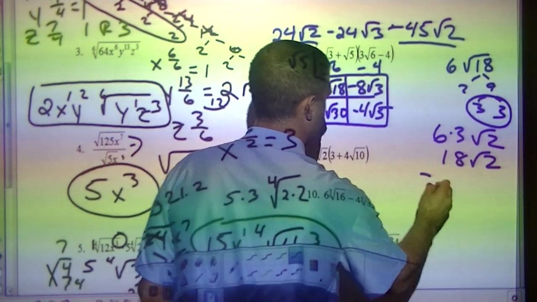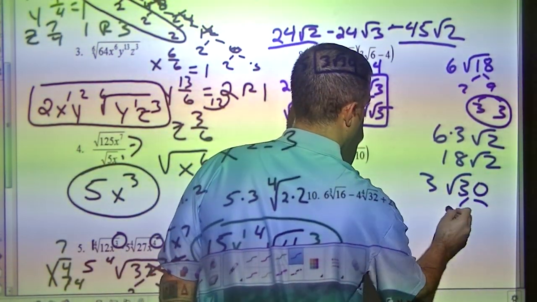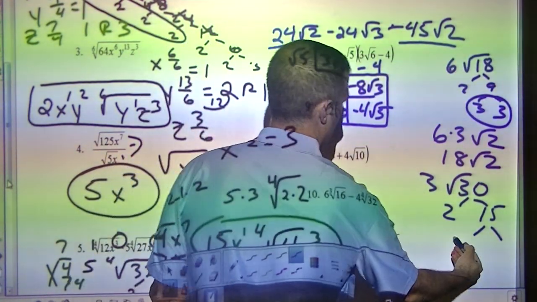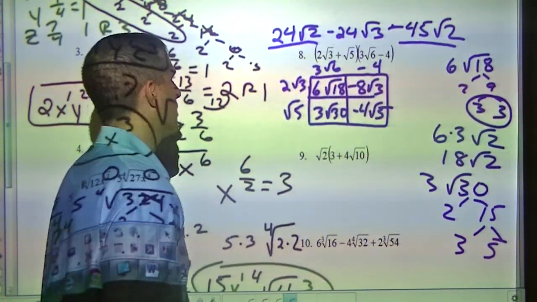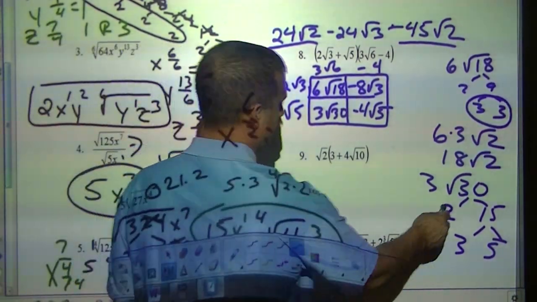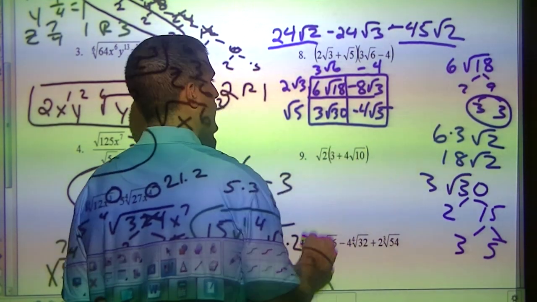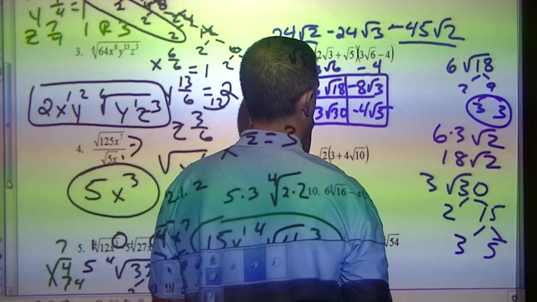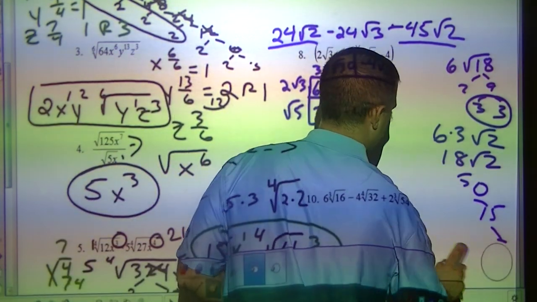To simplify that one, I got 3 square root of 30. That's 2 and 15, 3 and 5. There are no pairs, so I'm left with that. So this is going to be 18 square root of 2.